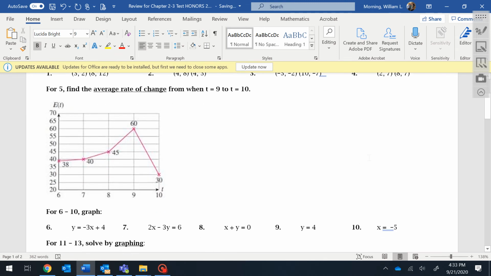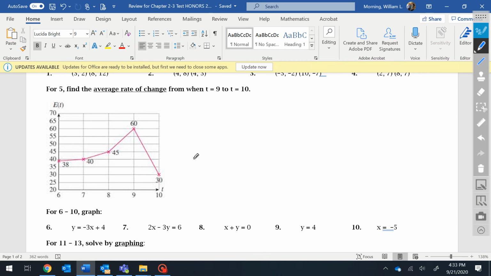Alright, number 5, find the average rate of change from when t equals 9 and t equals 10. So this is pretty much the exact same thing as the last one. You just have to find the ordered pairs on the graph. So if we look here, when t is 9, then the y-coordinate is 60. That's our first ordered pair. And then the next one, when t is 10, the y-coordinate is 30.